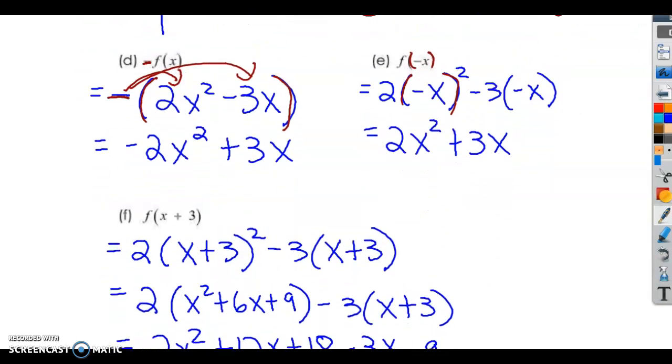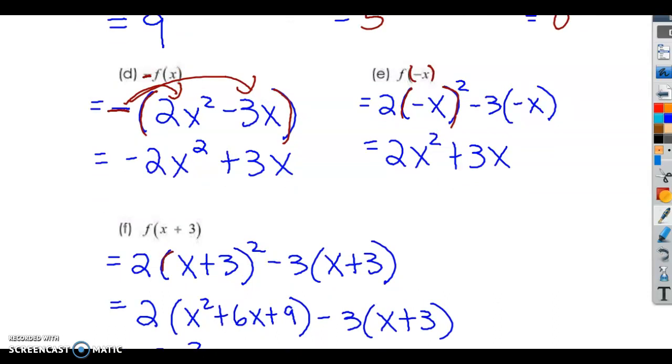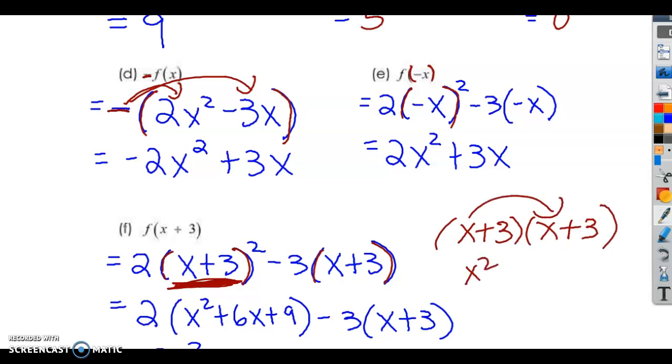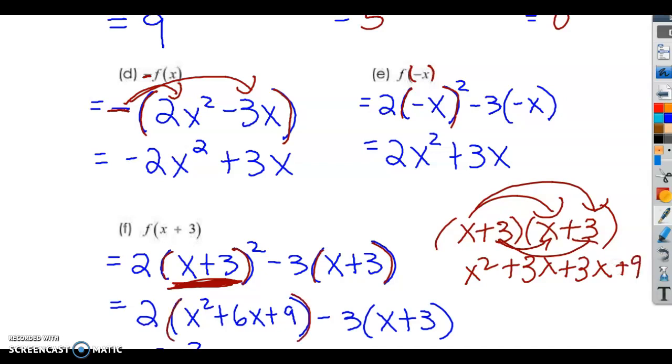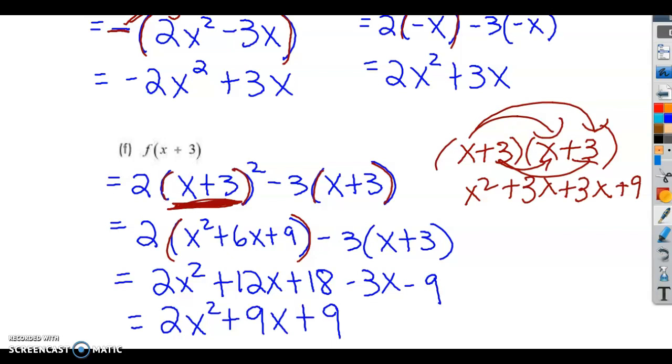All right, so x plus 3. So we have 2, here's our new x, squared, minus 3 times here's our new x. So we are going to have to FOIL this, or multiply x plus 3 times x plus 3. So that's x squared plus 3x plus another 3x plus 9. So that's where this x squared plus 6x plus 9 comes from. And there's a 2 in front of that. So now we distribute the 2. So we get 2x squared plus 12x plus 18.